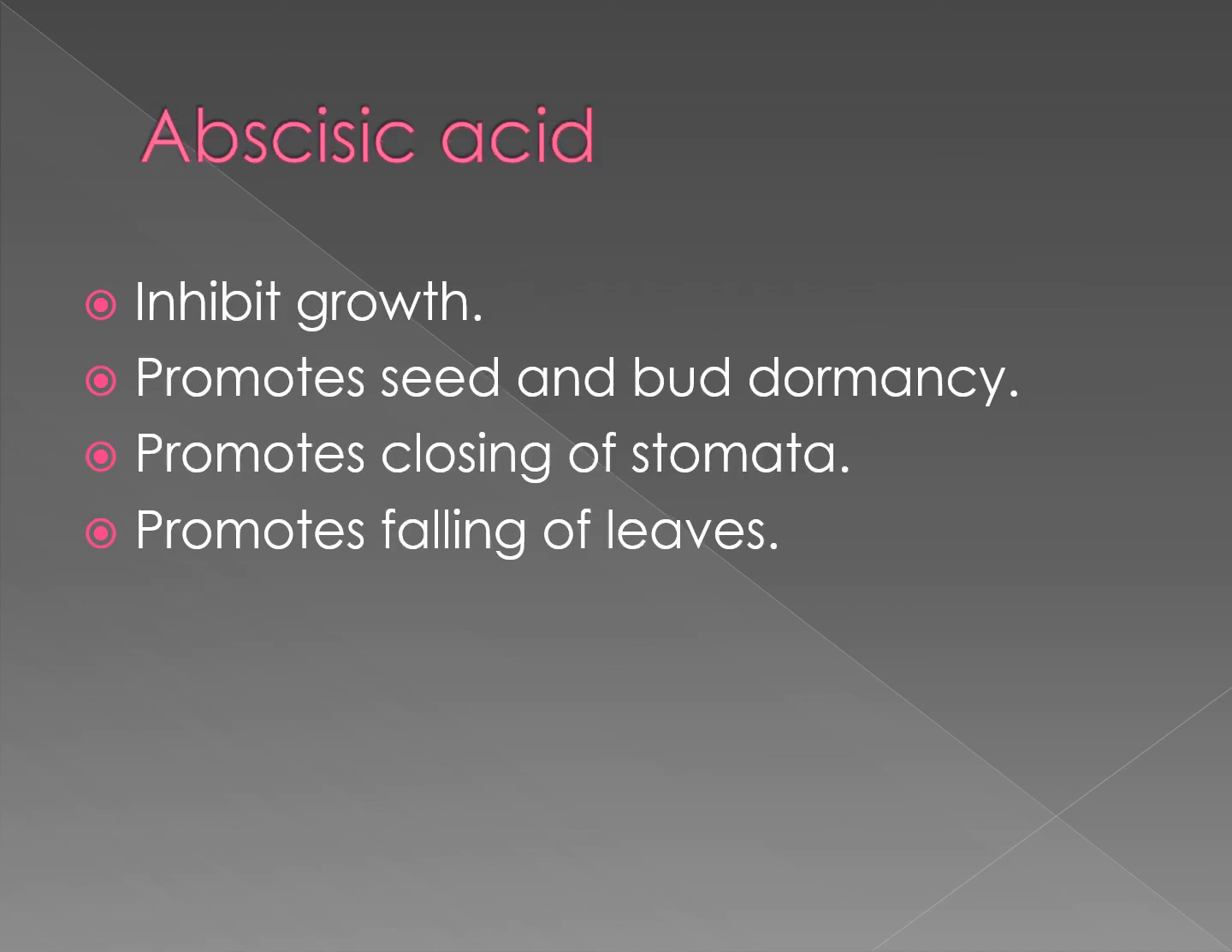The last one is abscisic acid. You know very well, in the beginning I told you that it is a growth inhibitor, meaning it inhibits growth. It causes dormancy in the seeds and the buds, as well as closes the stomata. If the stomata get closed, the plant will not be able to photosynthesize. And the most important physiological action is that it causes the falling not only of leaves but of flowers as well as fruits. That's why it is a growth inhibitor.